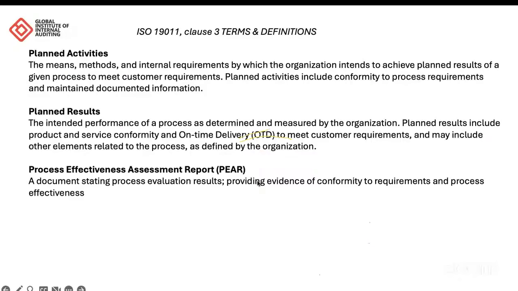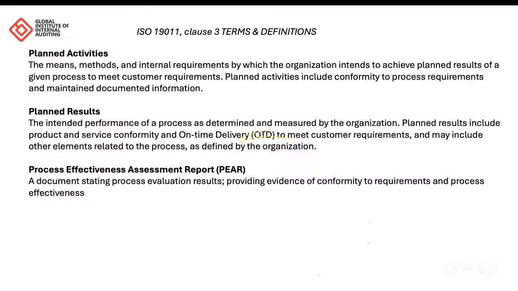So planned activities. That means planned activities are the means, method, and internal requirement by which an organization intends to achieve a planned result. There are certain words that are very straightforward. Planned activities are how do we want to achieve this thing? How do we want to achieve this particular result? How do we want to achieve our objective? And then the planned result is the intended performance of a process as determined and measured by the organization.